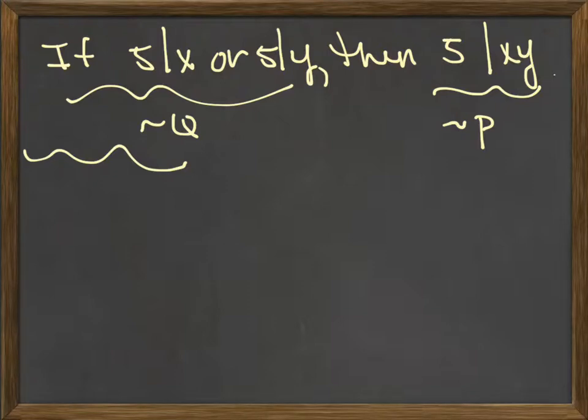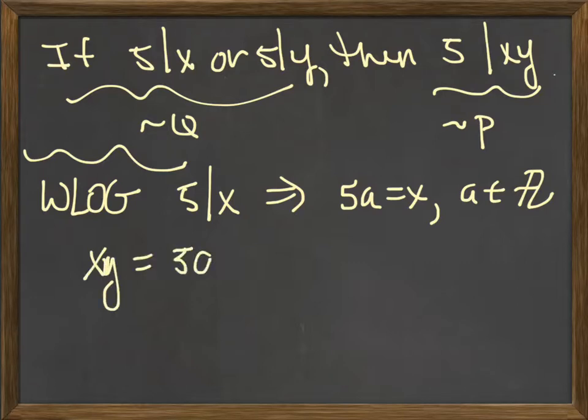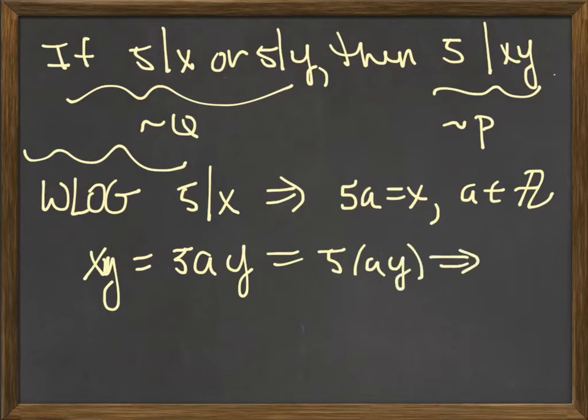Alright, so let's start. We're going to say that 5 divides x or 5 divides y, and without loss of generality, we are going to say 5 divides x. What this means is 5a equals x, where a is some integer. That's what it means for 5 to divide x. Well, what this means is xy equals 5ay, because I've just replaced my x with 5a, which is equal to 5 times ay. And what this means is that 5 divides xy, right? Because I can write xy as 5 times an integer.